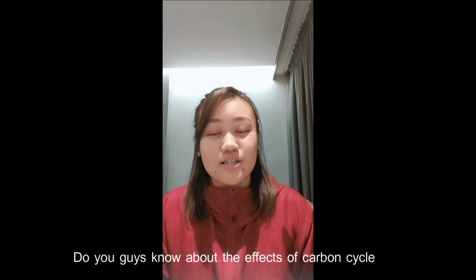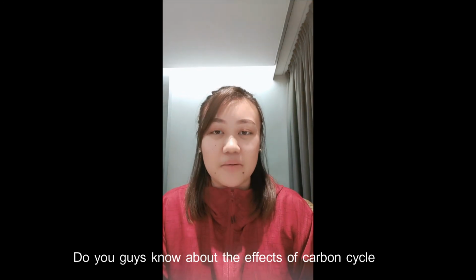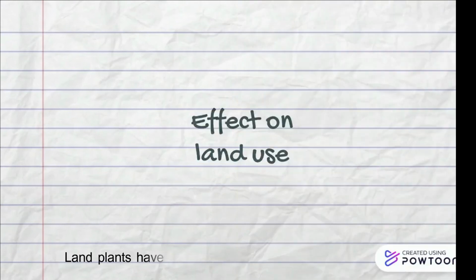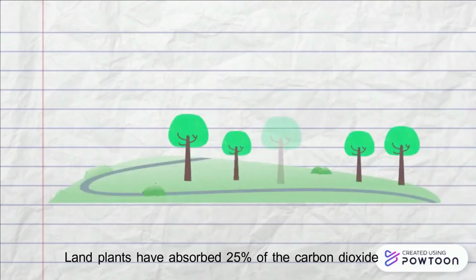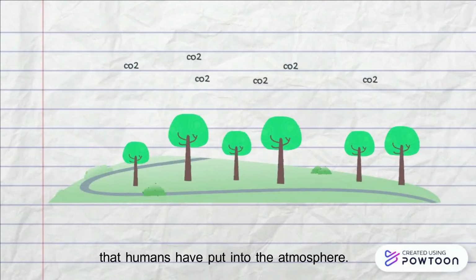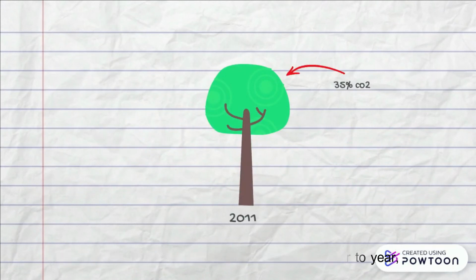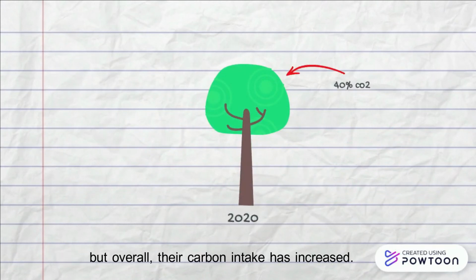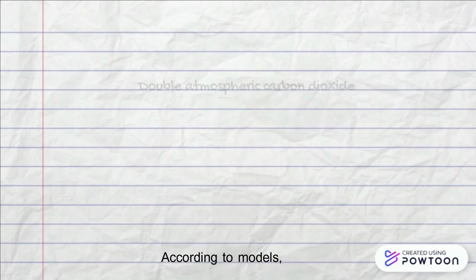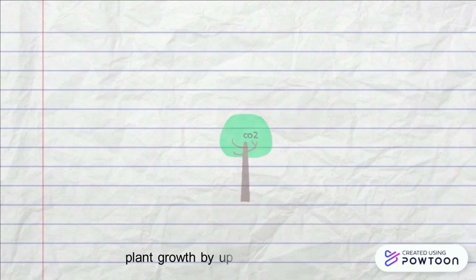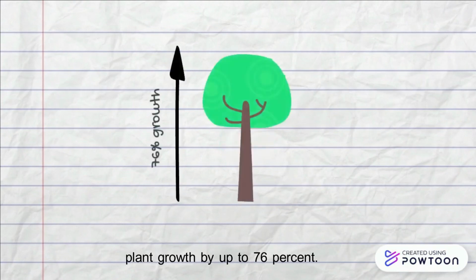Do you guys know about the effect of carbon cycle change in land use? Let's see. Land plants have absorbed 25% of the carbon dioxide that humans have put into the atmosphere. Plants take in variable quantities of carbon from year to year, but overall their carbon intake has increased. According to models, doubled atmospheric carbon dioxide might increase plant growth by up to 76%.